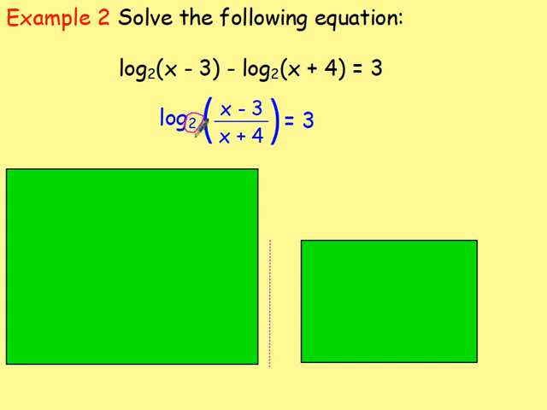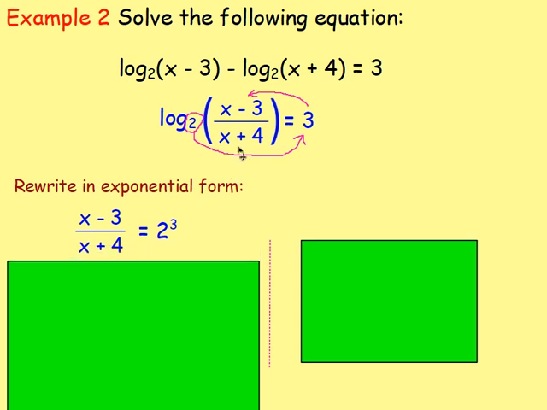So think base, bottom, top. Look back to the lesson on logarithms if you're unsure about this. But take the number that's the base, so here it is log base 2. Draw a line at the bottom across to the other side. So rewriting this in exponential form, it will be 2 to the power of 3, and that will equal, draw a line at the top across to the other side, and we're left with what's in the brackets here. So we can rewrite this as 2 to the power of 3 equals x take away 3 over x plus 4. So that's it rewritten in exponential form. From there, what would you do next?